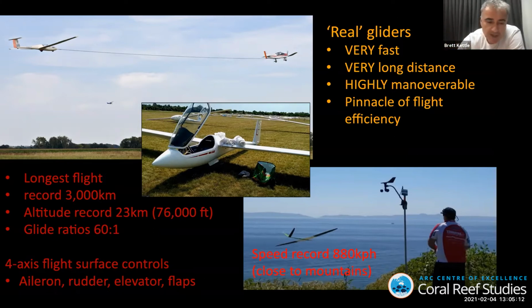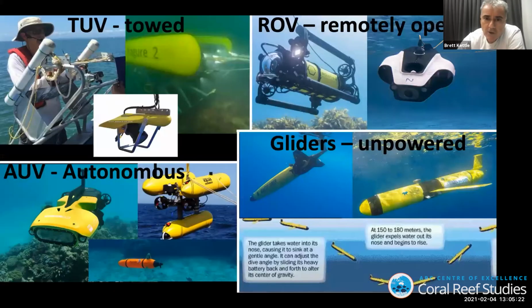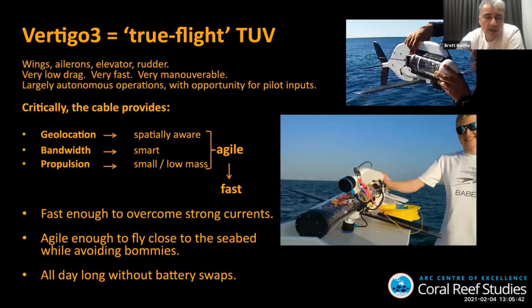But this is because they are very efficient in their flight control surfaces, and they are a proper airplane using ailerons and rudders and elevators and flaps. When you contrast that with the kinds of things that we put in the water, some of them are more appropriately called a brick on a string. And even the ones which are closest in underwater flight rarely use this combination of wings and ailerons and rudders and elevators. And Vertigo3 has been very deliberately designed to mimic true flight underwater.